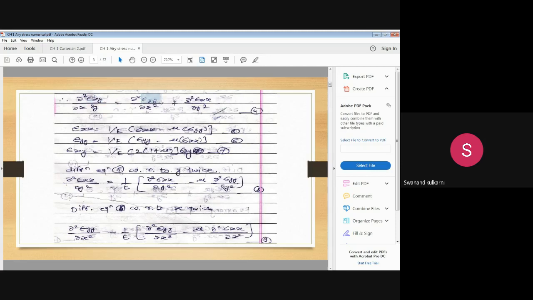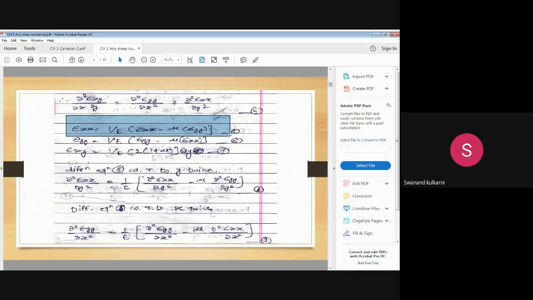Then this epsilon yy, that is strain along y, we will have to convert into stress along the y direction, and this strain along the x direction we will have to change into stress along the x-axis. That's why the common equation which we have already used a number of times, we will use here also.